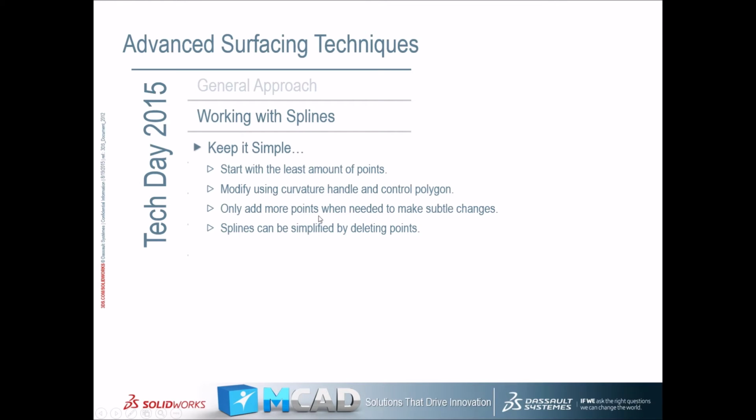Also, only add more points when you need to make subtle changes. So normally what I'll do is I'll just simply make 2 points on a spline. I'll adjust the tangency at both ends, and then I'll add more points to a B-spline as needed along the curve. Or I can use a style spline and simply add more points to that as well. Splines can also be simplified by deleting those control points in B-splines.